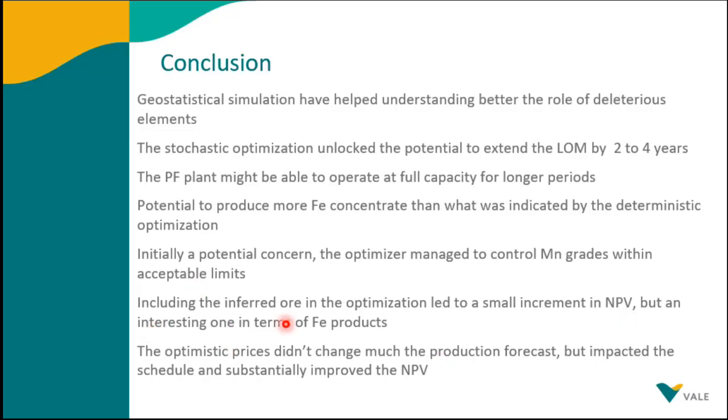Specifically for the case where we allowed inferred ore into the optimization, this led to a small increment in NPV, but an interesting one in terms of the amount of products that we can generate and running the mine for longer. And related to the optimistic prices, we didn't change the production forecast much, but that impacted the physical schedule and substantially improved NPV.